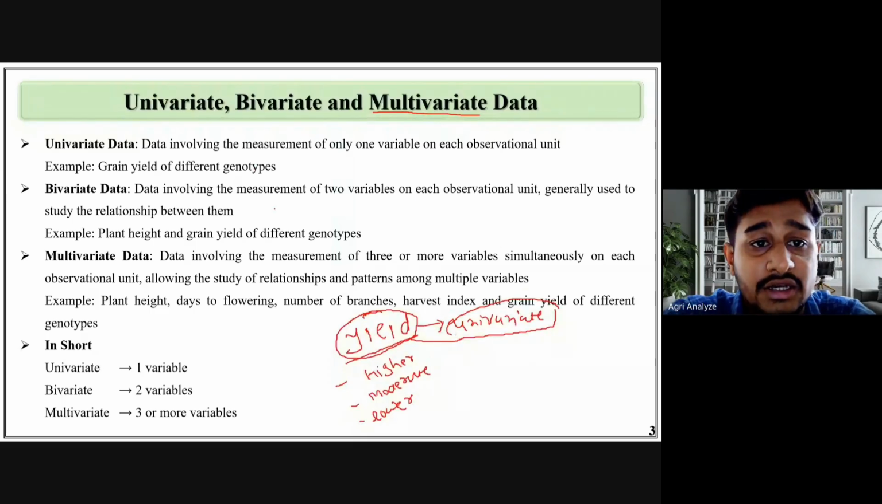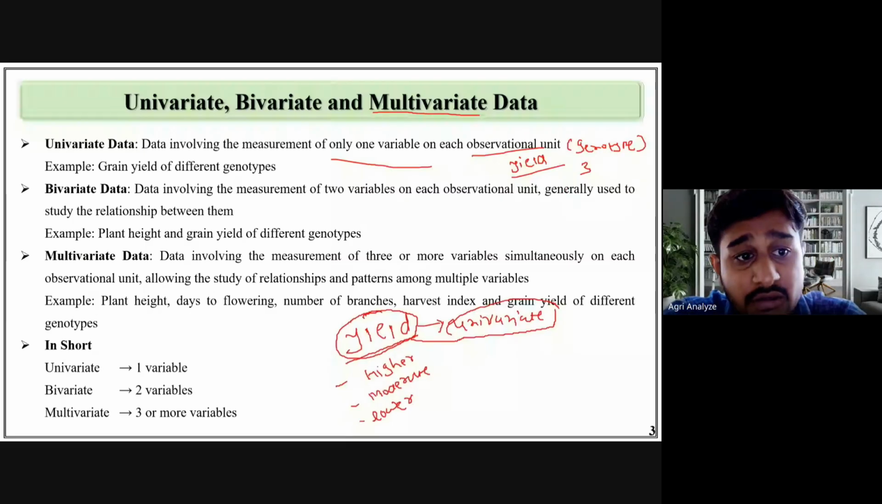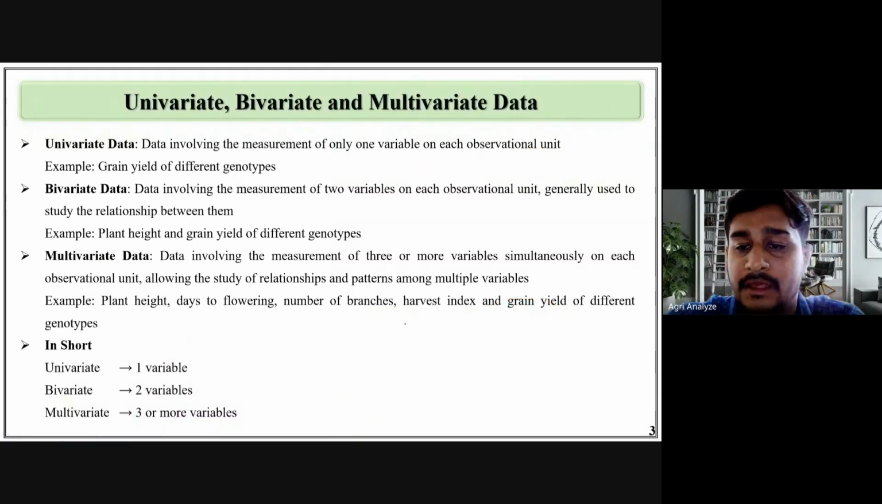So univariate data involves the measurement of only one variable on each observational unit. Each observational unit here is a genotype, so the genotype is our observational unit and our character is yield. Based on this, we divide all the genotypes into three categories: higher yielder, moderate yielder, and lower yielder. Then bivariate data. If we have two variables, like yield and another, days to maturity.